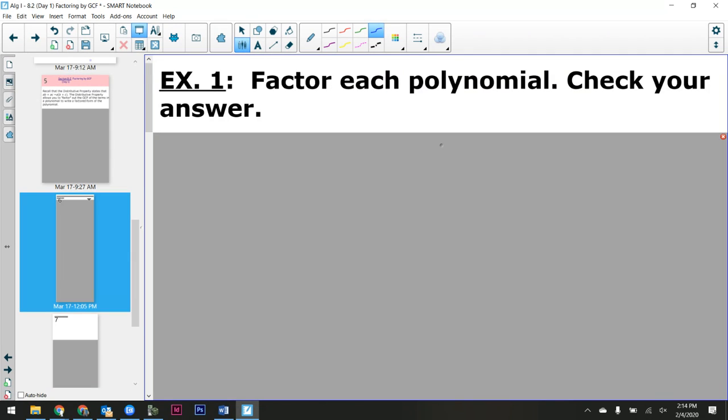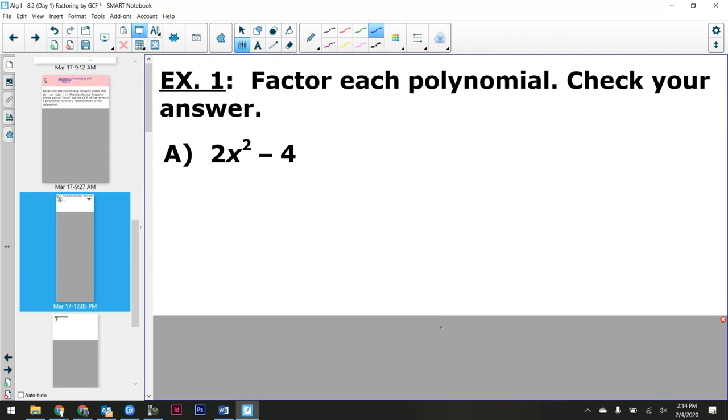So what does that mean? Take a look at this example here. I've got 2x squared minus 4. What is my GCF between 2x squared and 4? 2, right? So if I were to truly factor out the 2, I would write it on the outside of parentheses. And then here's what I do with it. I divide it out of both of the terms. How do I know it's going to come out nice and even? Because it was a factor. It's going to divide out evenly. That's the definition of a factor.